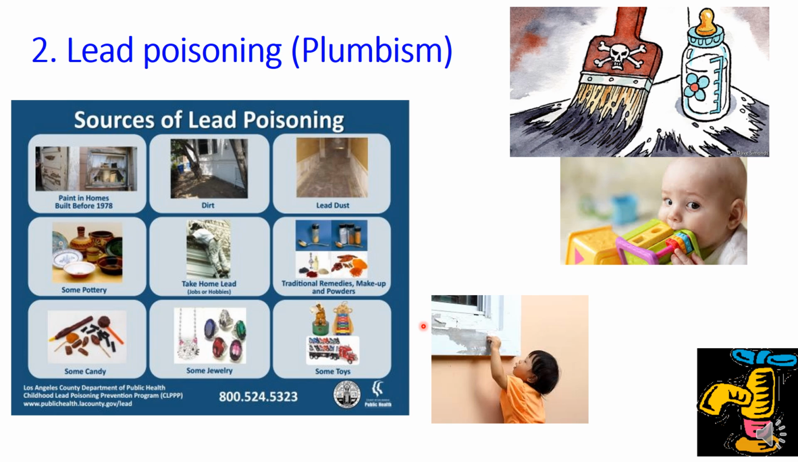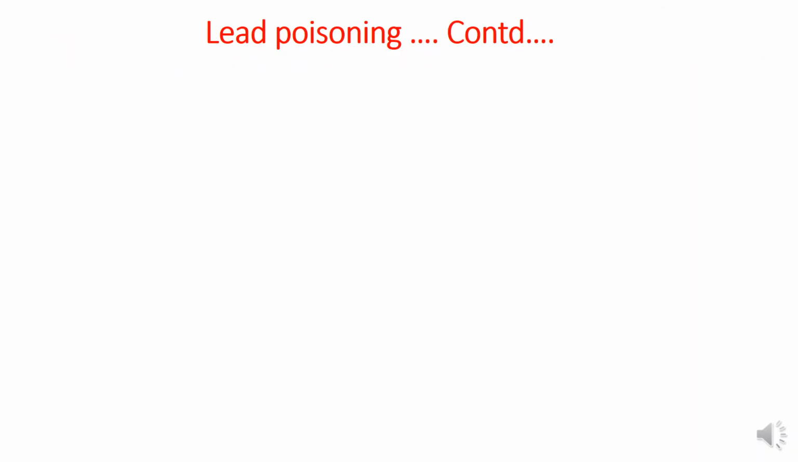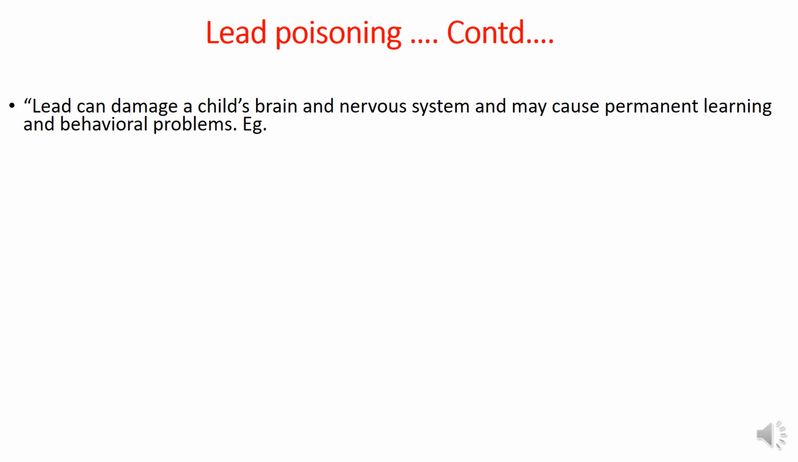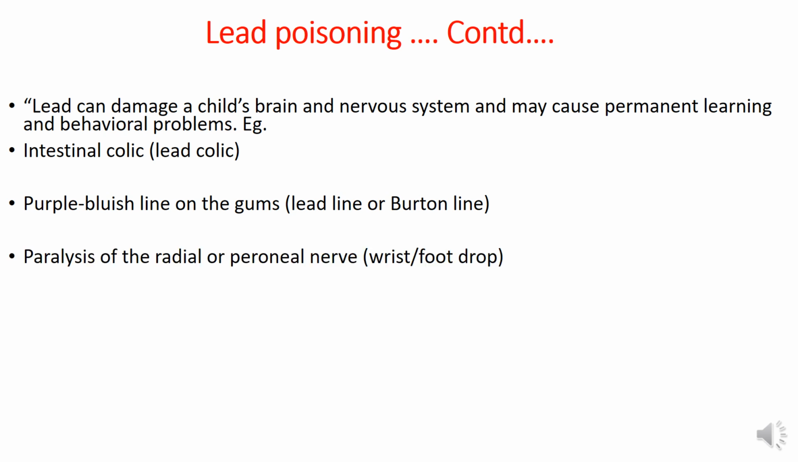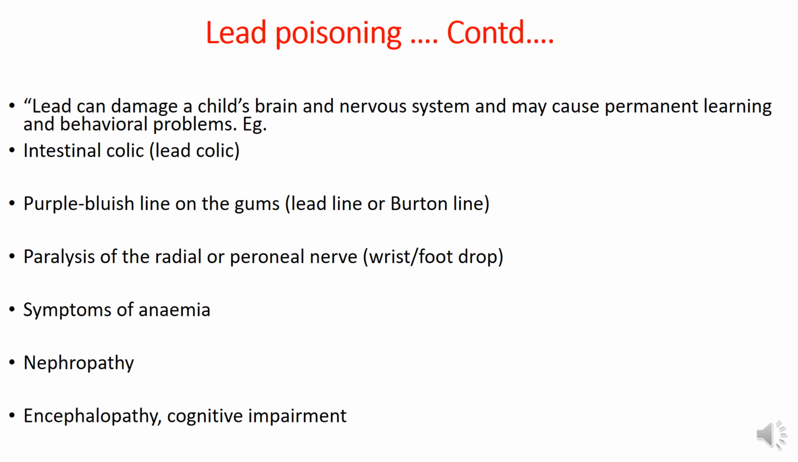In early days, they have used lead pipes to transport water from one place to another because it's easily fixable. So lead can cause damage to a developing child's brain and also nervous system and may cause permanent learning and behavioral problems. And also during acute poisoning, there may be intestinal colic, and also with chronic poisoning, there may be a purple bluish line on the gums, which is termed lead line or Burton line, and paralysis of the radial or peroneal nerve causing wrist drop or foot drop, and symptoms of anemia, nephropathy, and encephalopathy with cognitive impairment.